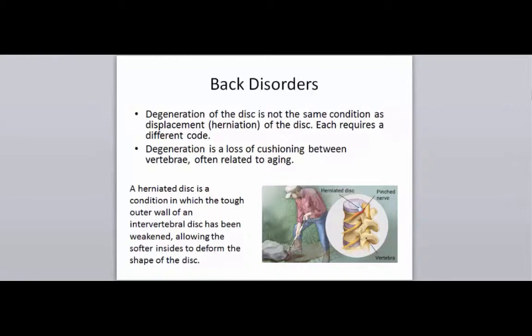I have this picture here of a herniated disc, a condition in which that tough outer wall of the disc has been weakened, and that allows the softer insides to deform the shape. And that often compresses on those nerves, and that's what's causing some pain. The picture here shows a gentleman lifting a heavy rock. Really, many times, anyone who is in heavy lifting as part of their jobs will herniate their disc.